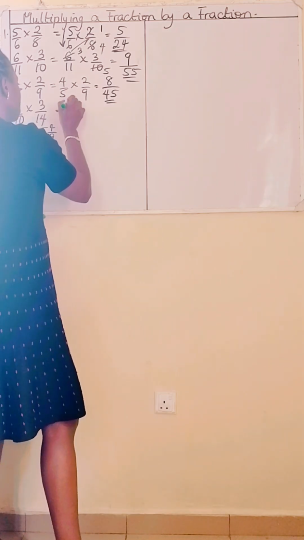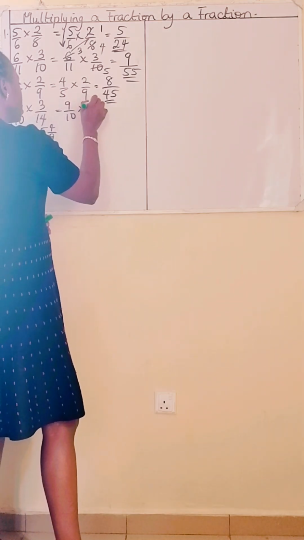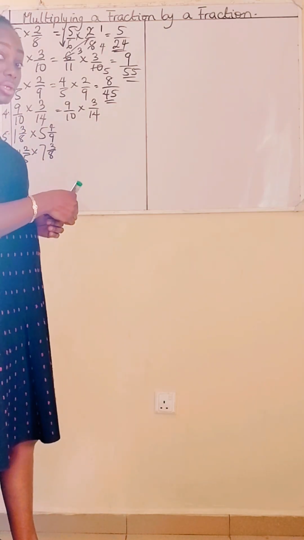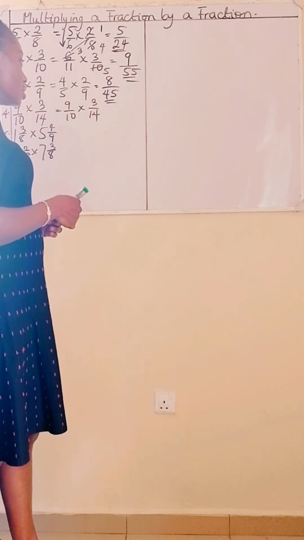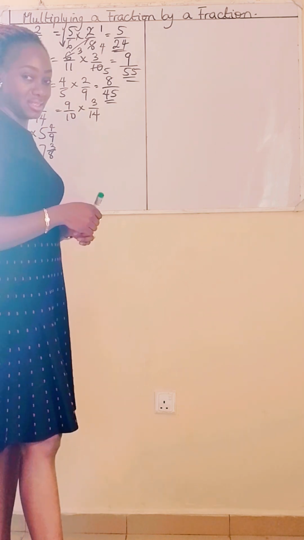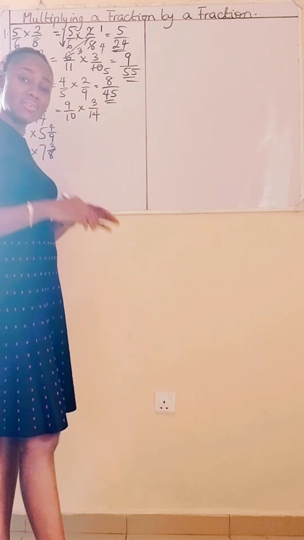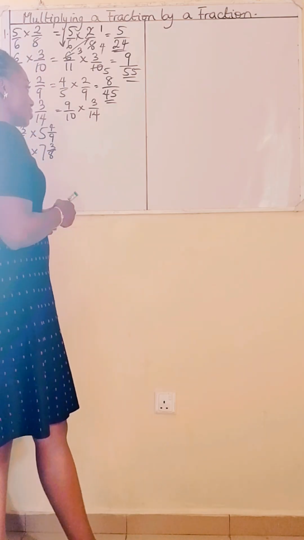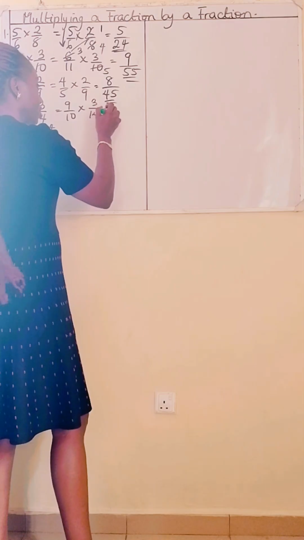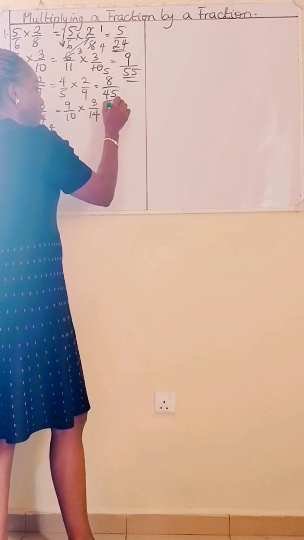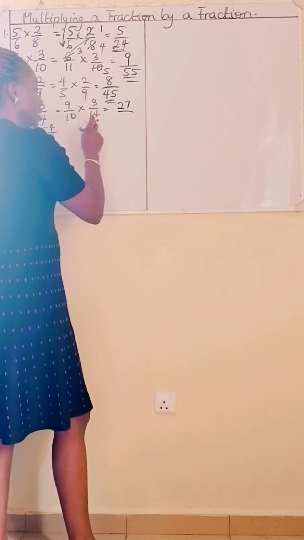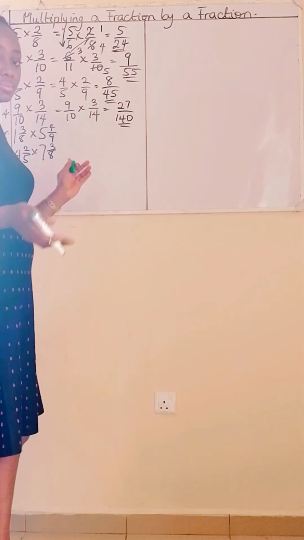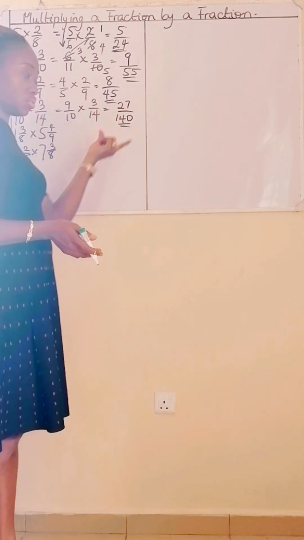Question 4. 9/10 times 3/14. This is another tough question, because the numerators are odd numbers and the denominators are even numbers. So what do we do? We'll also multiply them out because we can't reduce the fraction. 9 times 3 is 27, and 10 times 14 is 140. We can't go further than this. We'll have to leave our answer this way.